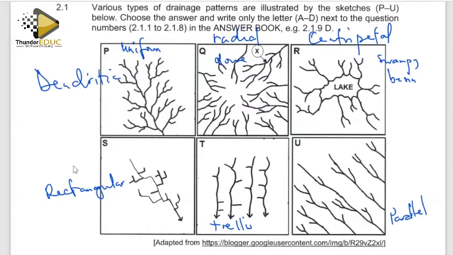Right, then rectangular, it forms where we have fractured or cracked hardened resistant rocks, mainly igneous rocks.